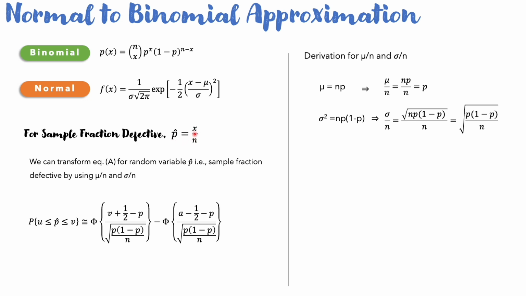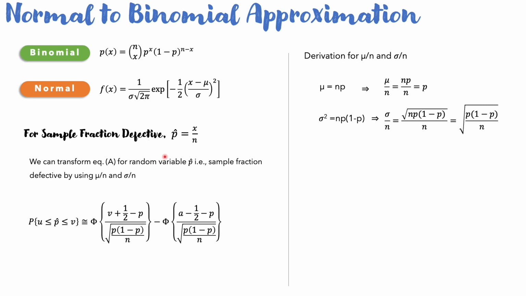X is actually the number of defective parts in the sample. Sample is n. You know that sample size is represented with n. So if the sample size is 10, and from that sample there are 2 defective products, then it will be 2 over 10 and p hat will be equal to 0.2. That is called sample fraction defective, meaning the defective products in the sample.